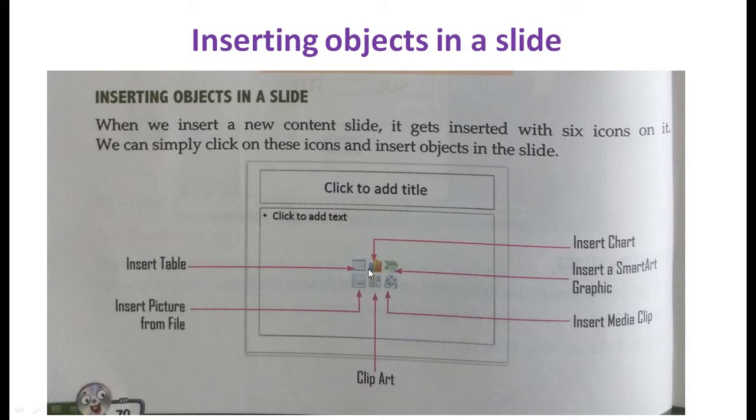We can insert a chart from the second option. We can insert SmartArt graphics from the third option. We can insert a picture from the fourth option. We can insert clip art from the fifth option, and we can insert a media clip from the sixth option. How does it happen? Let's see.